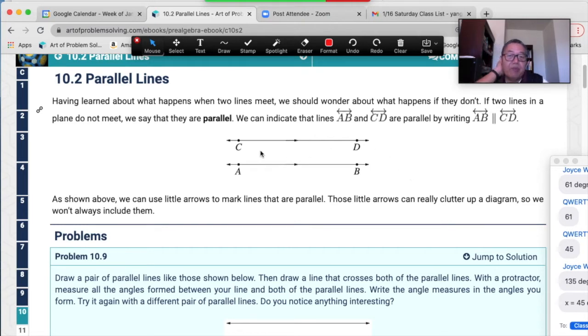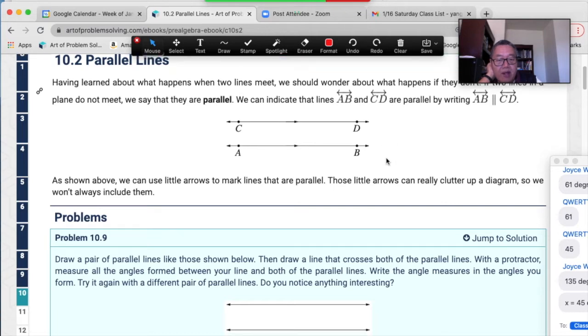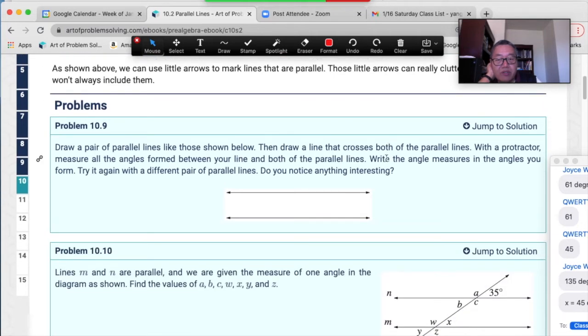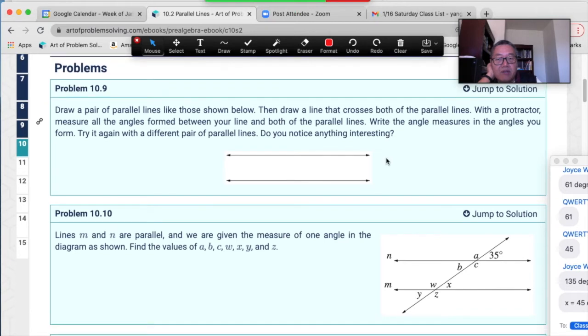Parallel lines mean they will never intersect each other. The distance between these two lines is always the same. You can draw the shape like this. Now let's see how we can use parallel lines to solve a lot of other problems.